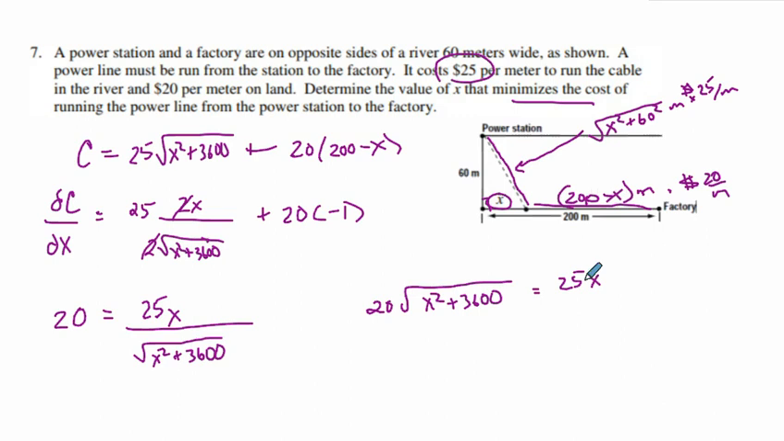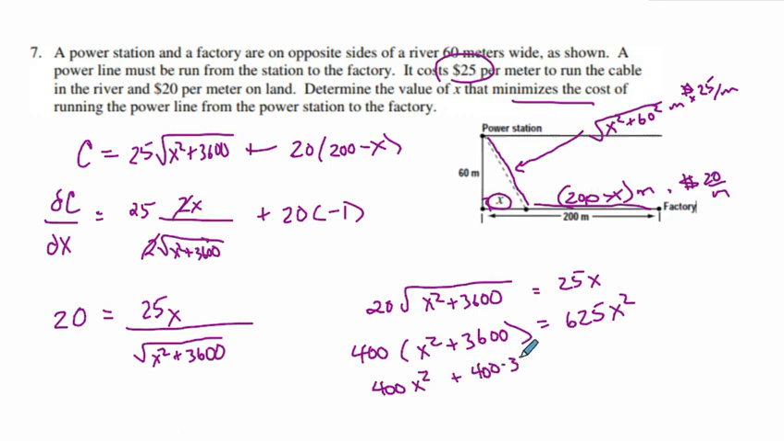Let's see. Well, I've got the square root. I really want to get that out of here because I think that's causing me problems. So I'm going to square both sides. 20 squared is 400. This thing is going to just become x squared plus 3,600 when I square it. Over here, 25 squared is 625x squared. All right, and so this doesn't look too bad. So 400 x squared plus, I'm just going to write this as 400 times 3,600 because I think this is going to work out okay for us, equals 625x squared.